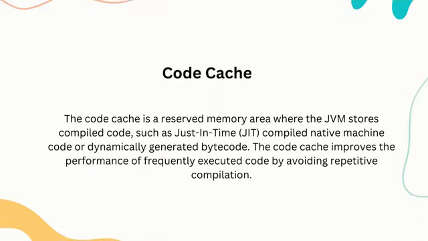The code cache is a reserved memory area where the JVM stores compiled code, such as just-in-time, JIT, compiled native machine code, or dynamically generated bytecode. The code cache improves the performance of frequently executed code by avoiding repetitive compilation.